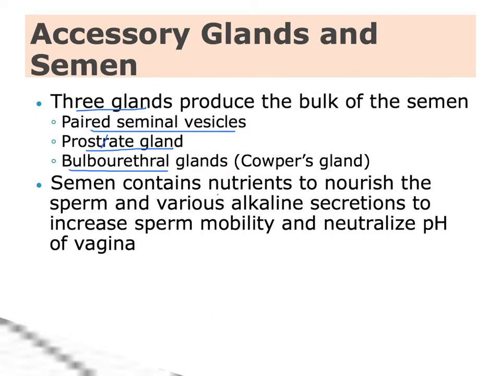There are nutrients to keep the sperm alive and kicking, and various secretions that help clear the natural acidity of the woman's reproductive tract to get that more neutral. So there are alkaline secretions in the semen to counteract the acid environment of the woman's vagina, so that everything is better for the sperm to swim its way towards that egg to get ready to fertilize it.